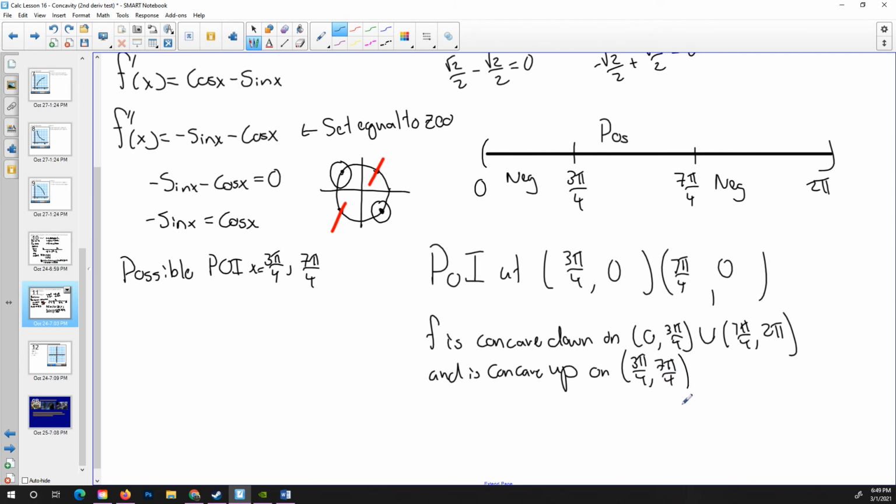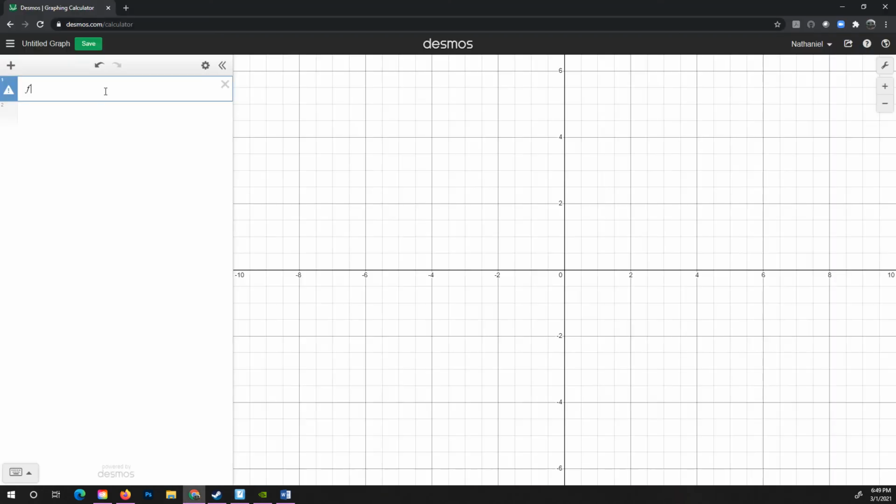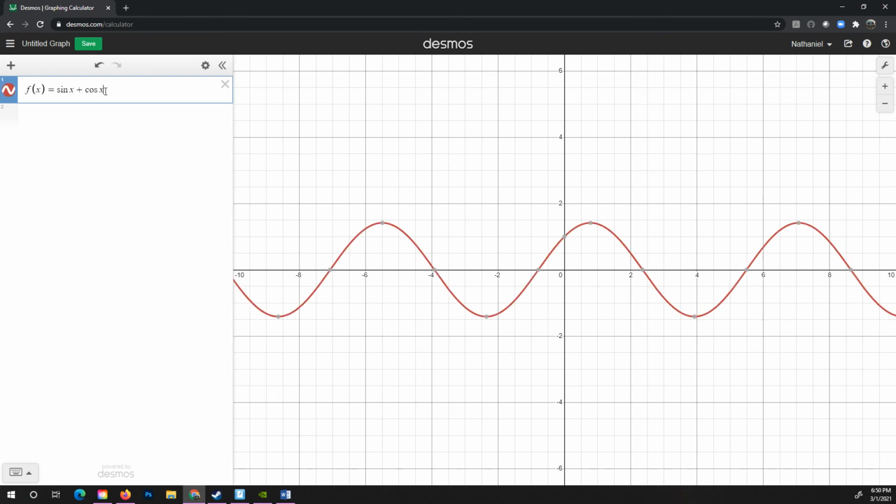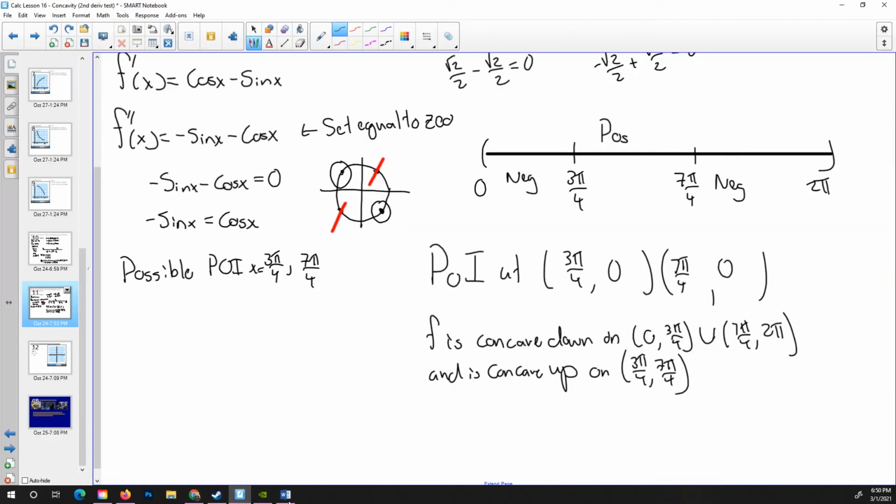Now, if we wanted to, we could check that fairly easy. Just go to f of x equals sine x plus cosine x. I'll get this. And from 0 to 2 pi is right here. So concave down until I get to 3 pi over 4, 0. And then it becomes concave up. And then from 7 pi over 4, 0 to 2 pi, it's going to be concave down once again, which is what I have.